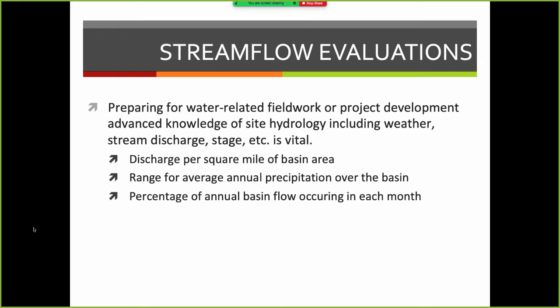That's a remarkably important quantification if we are intending to use the basin to supply water. The range of annual precipitation over the basin, pretty much for the same reason, and the percentage of annual basin flow occurring in each month or in a particular time period. These are the kinds of quantifications one would like to make for a basin. A basin could be a very large or a very small hydrologic component.